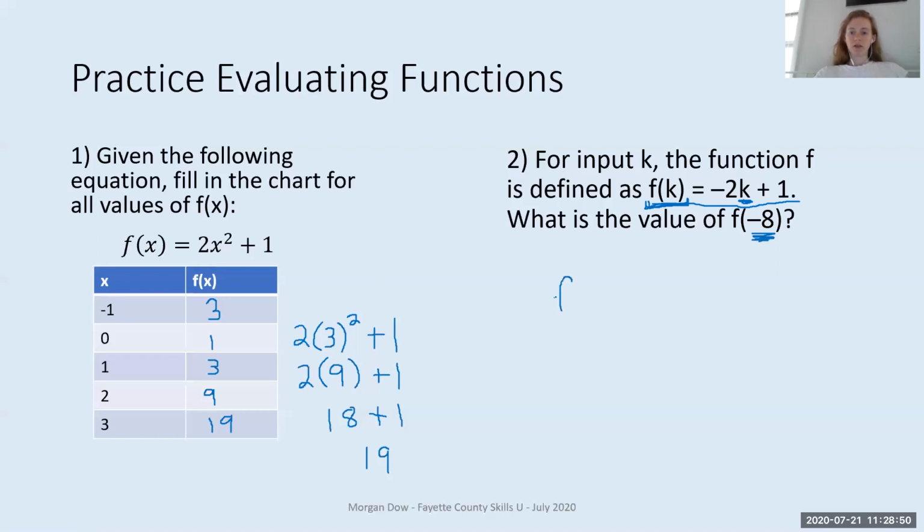So f of negative 8 means I'm going to replace the input variable with negative 8. So negative 2. And instead of k, I'm going to put negative 8 plus 1. Okay, so now it is a matter of doing the calculation, following the order of operations. We don't have an exponent here. All we have is some multiplication, right? We've got negative 2 times negative 8, and also addition. So we're going to do our multiplication first and our addition second.